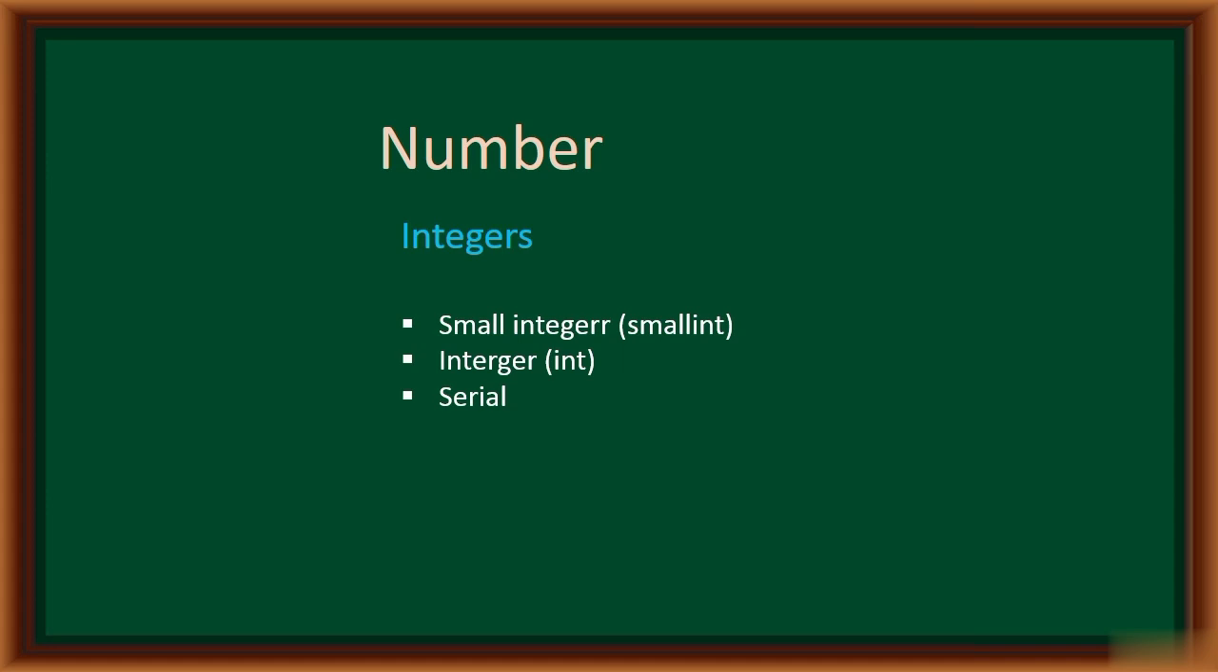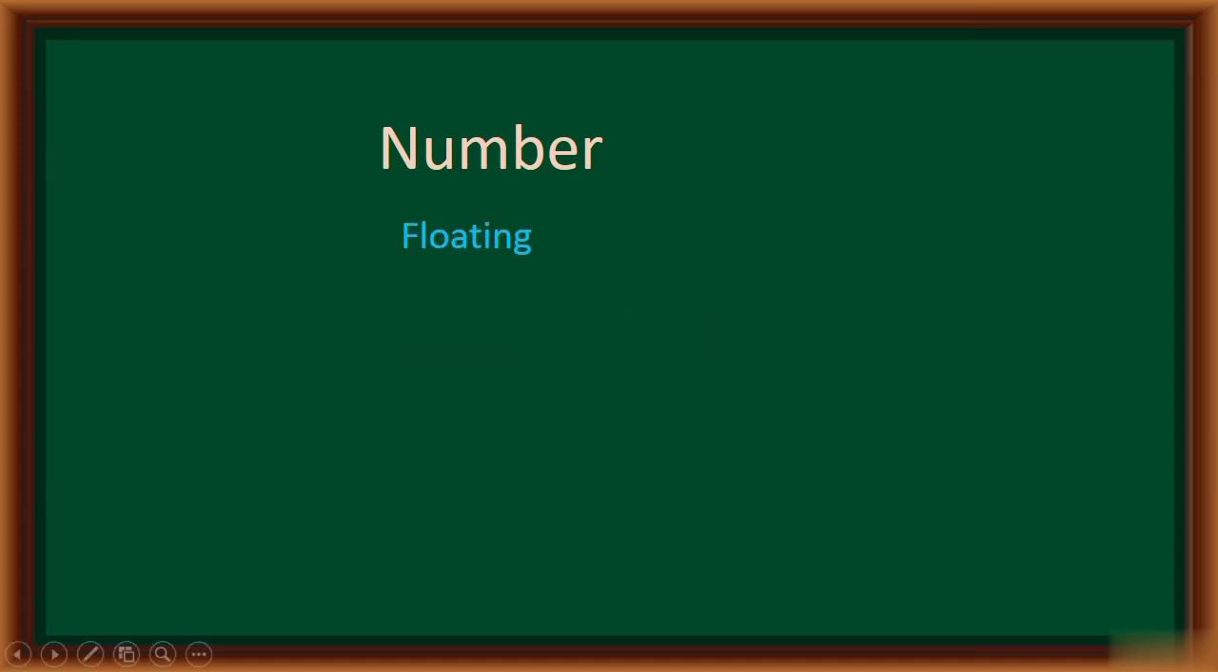The next type of number data type is the floating point number. There are three main types of floating point numbers.